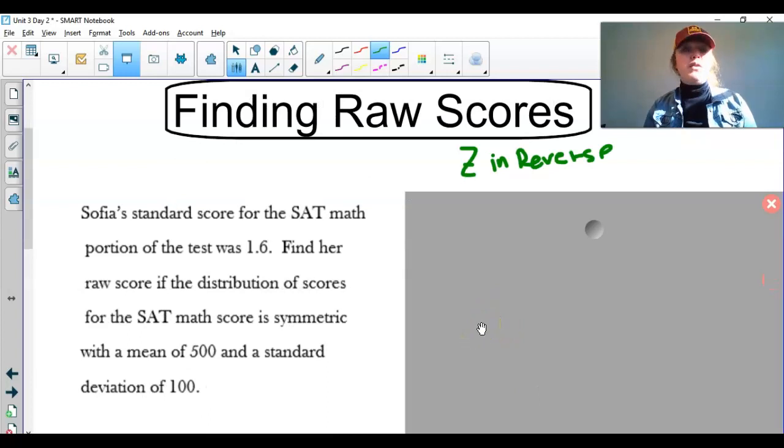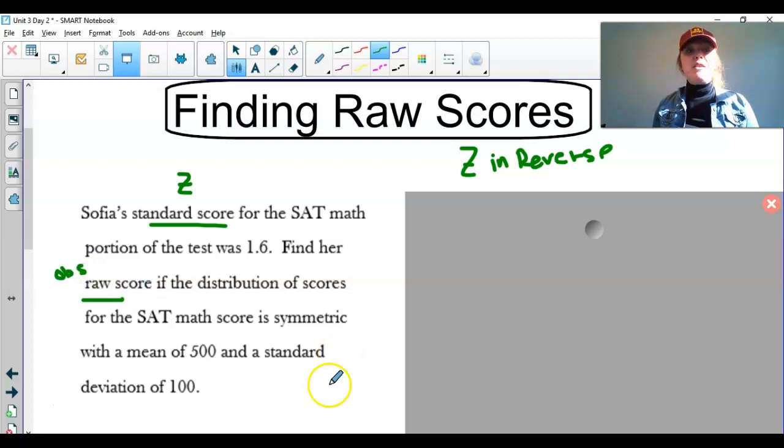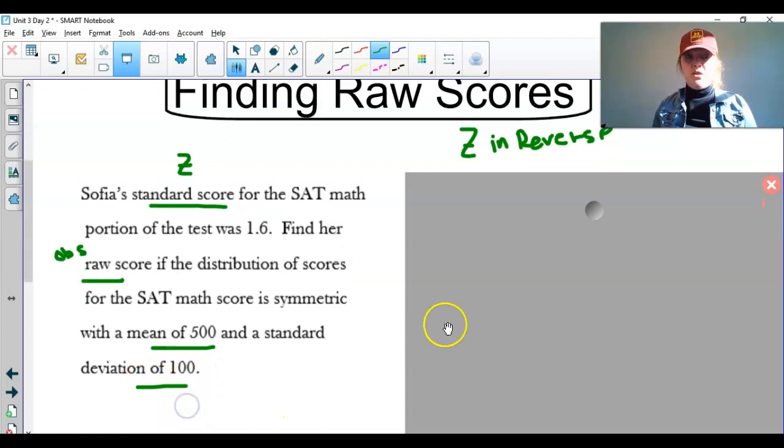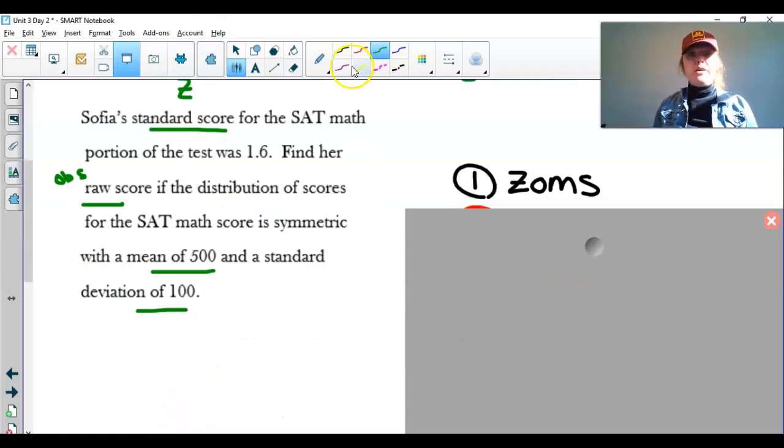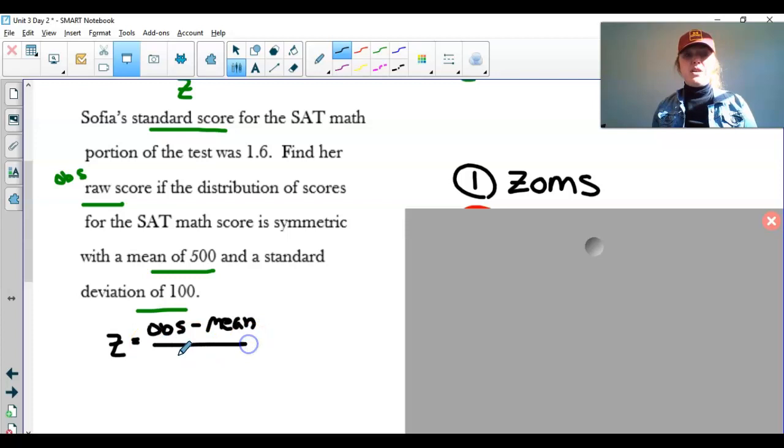Sophia's standard score for the SAT math portion of the test was 1.6. Remember, a standard score is another word for z-score. Find her raw score. That's another word for observation. The distribution of scores for SAT math is symmetric with a mean of 500 and a standard deviation of 100. Step one, we're going to write down the formula for ZOMS. Z is equal to our observation, OBS, minus our mean, divided by our standard deviation.